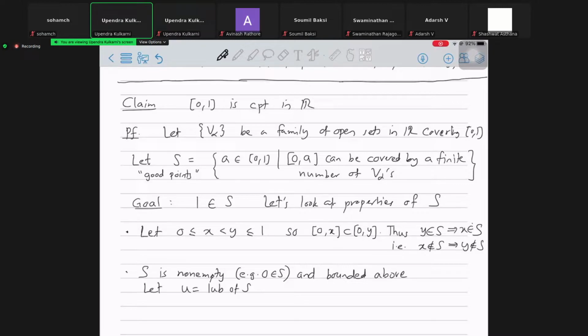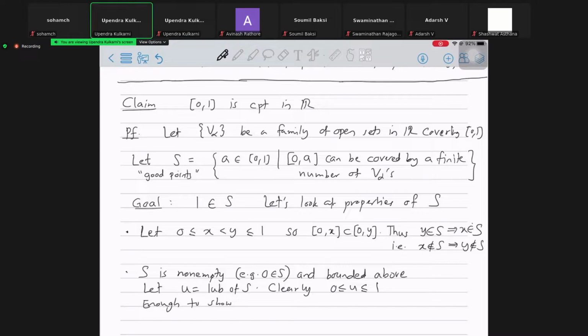Okay. All right. So, of course, clearly, what is it that we want to show now in terms of this U? So, enough to show. In terms of this U, what should be the value of this U? 1. Will that be enough to show that 1 is good? We also have to show that 1 is an element of S.